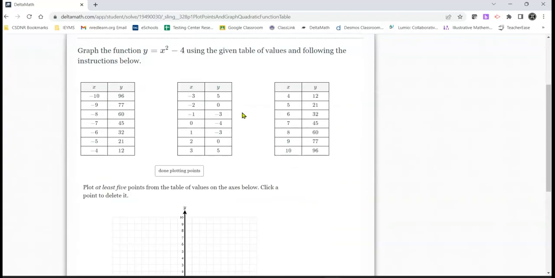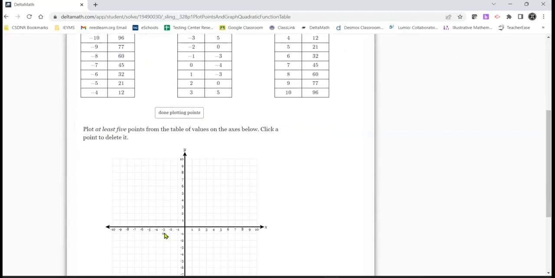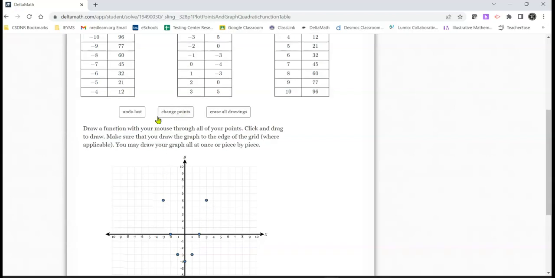All right, let's try this one more time. X squared minus 4. I'm going to look at some of these points. I'm going to start at -3, 5. -2, 0. -1, -3, 0, -4, 1, -3. There's my turning point. I'm starting to see some symmetry. There we go. Done plotting points. And let's see, nice soft curve at the bottom. Then release my mouse. And I'm going to click again, section by section, until I see that arrow appear.